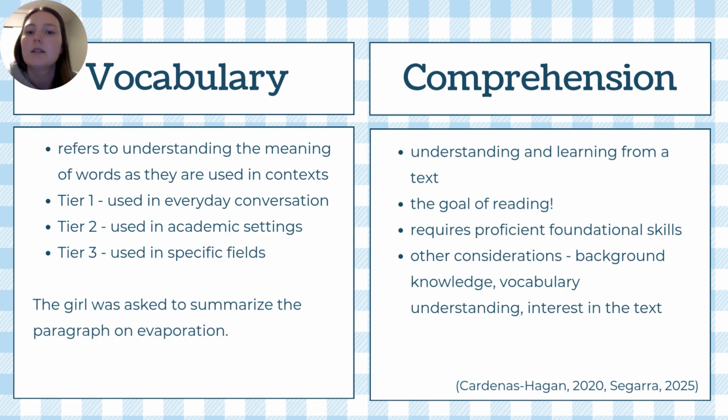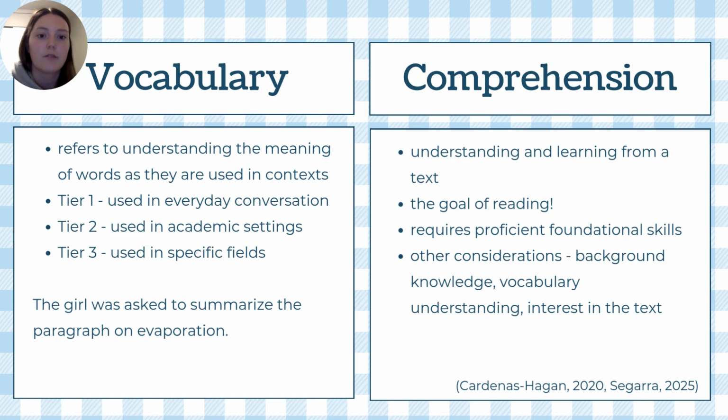So tier 1 is the most basic level of vocabulary. These are words used in everyday conversation. Tier 2 would be words that are used more in academic settings, words that you would hear more at school rather than at home. And then the most complex tier is tier 3, and these are words that are used in specific fields.